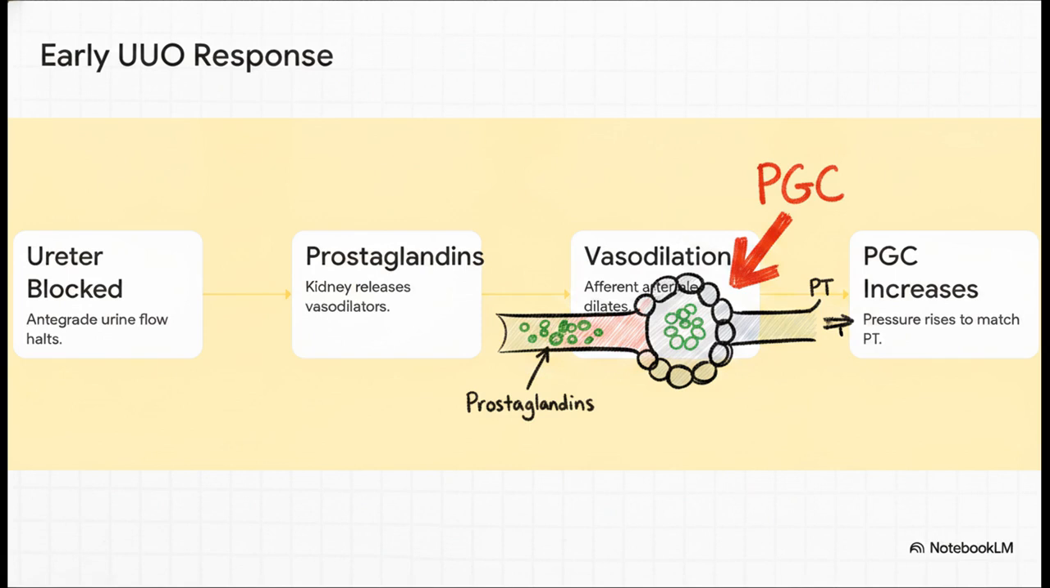This massive vasodilation allows a surge of blood to rush in, triggering a temporary paradoxical increase in renal blood flow and glomerular capillary pressure, PGC. This hyperemic response drives PGC up so high that it literally matches the elevated PT pressure, keeping our SNGFR effectively unchanged for the time being. It's a brilliant, though definitely temporary, compensatory reflex.